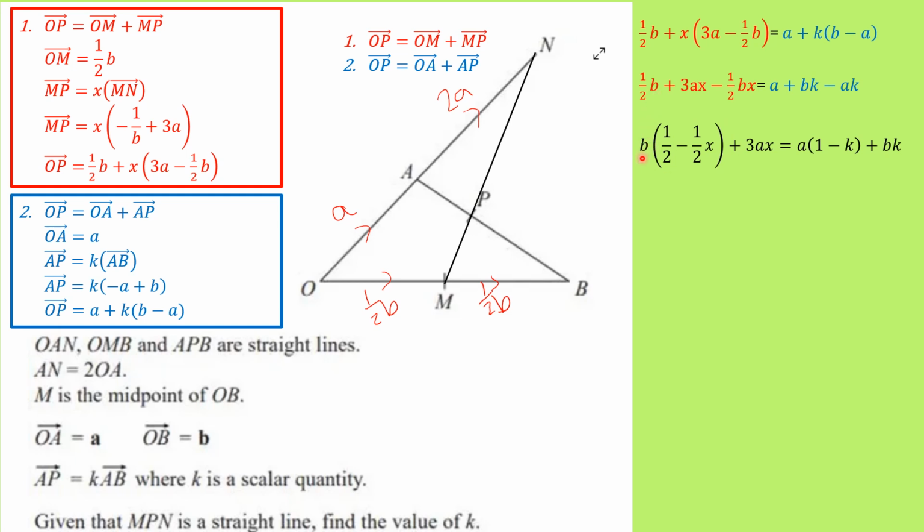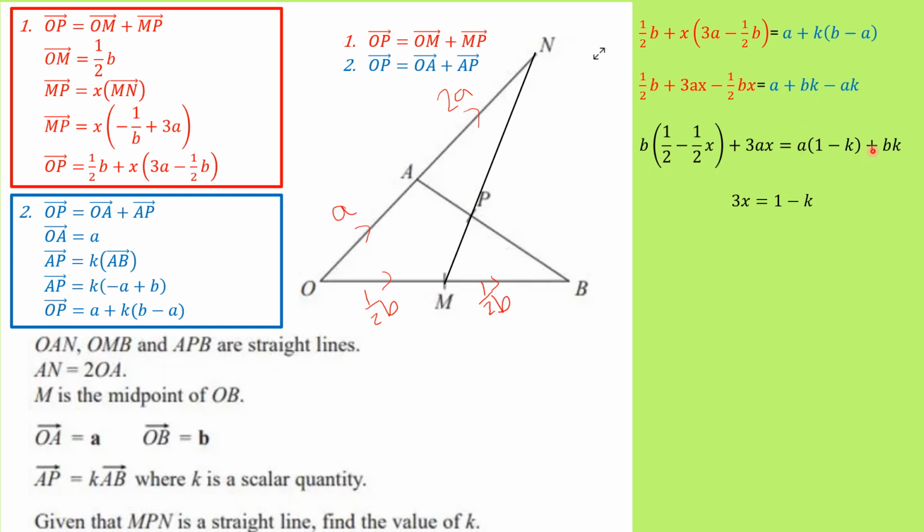So B multiplied by a half is this section here, and then multiplied by minus a half x is this section here, factorised, okay? And then plus 3ax, that's one side. The second side, if I take the a out of the brackets, I've got 1. A times 1 would give me a, and a times minus k would give me minus ak, and that leaves me with bk.